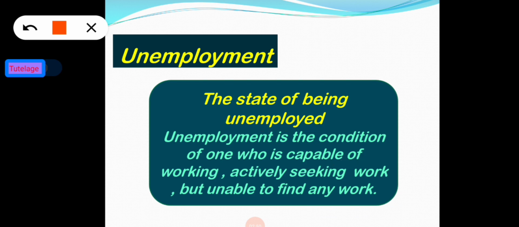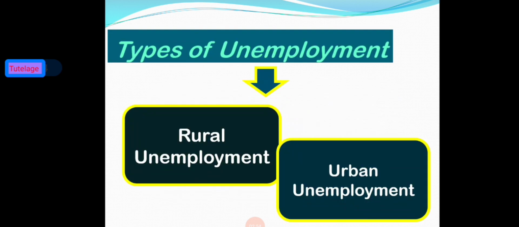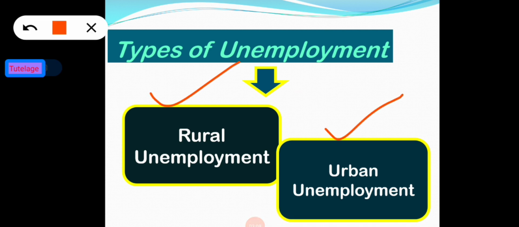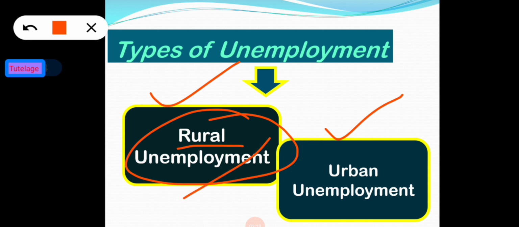So now going to the next slide, where we can see the types of unemployment. There are two types of unemployment. The first one is rural unemployment, and another one is urban unemployment. So we all know what we mean by unemployment. So the kind of unemployment related to rural people is called rural unemployment, and the kind related to urban people is known as urban unemployment, and that is the basic difference between rural and urban unemployment. I think this is very clear to everyone.